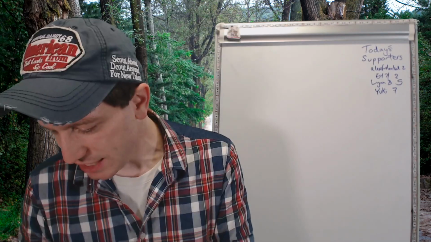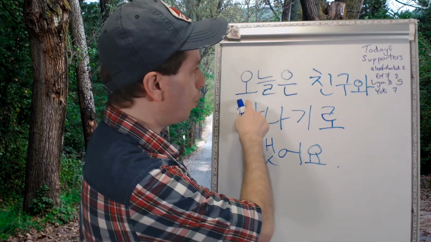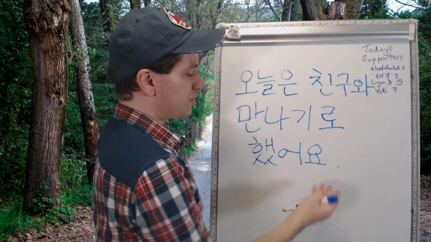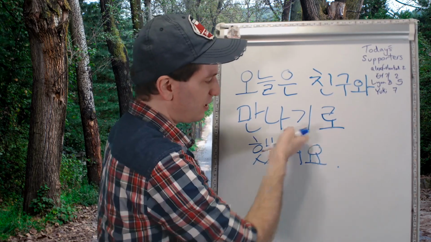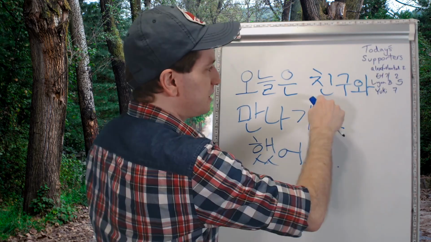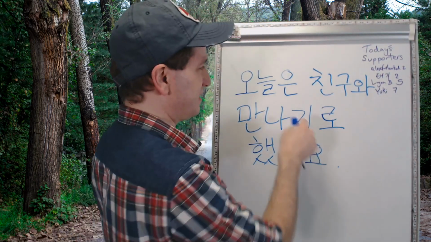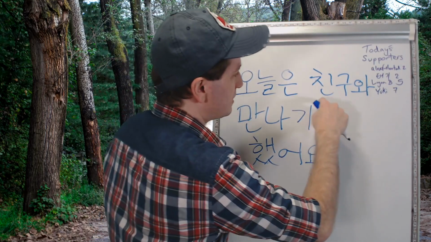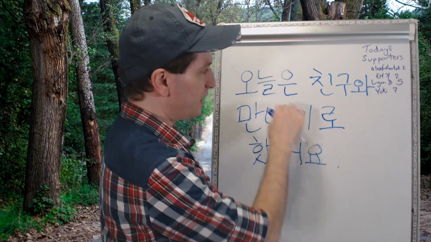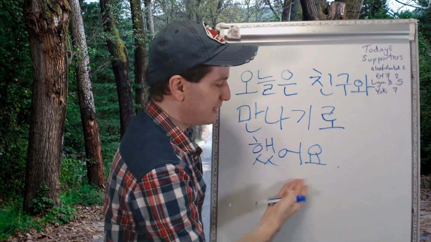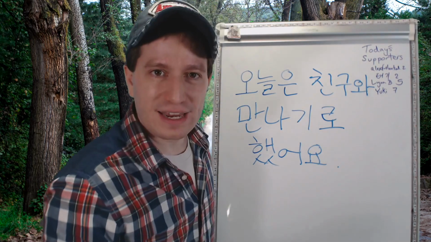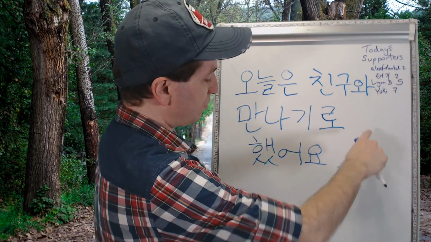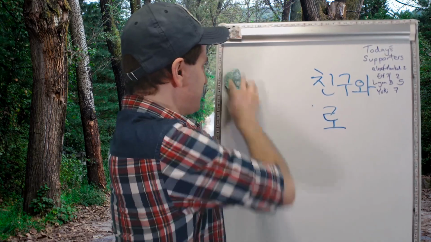Okay, so let's do our first sentence. 오늘은 친구와 만나기로 했어요. So I decided to 만나다, meet. 친구와, with a friend. 오늘, today. So as for today, 오늘은 친구와 만나기로 했어요. Today I decided to meet with a friend. I decided to meet up with a friend today. 오늘은 친구와 만나기로 했어요.